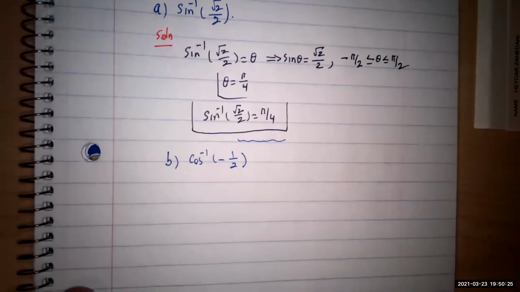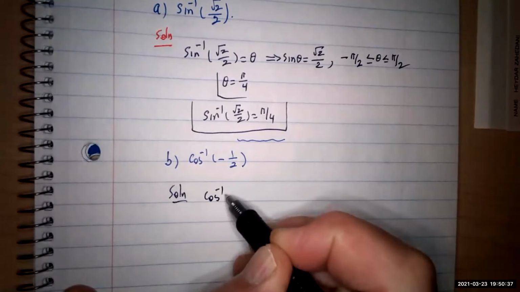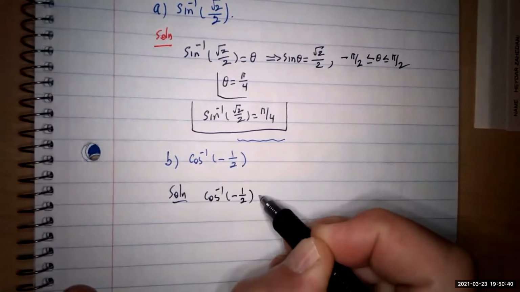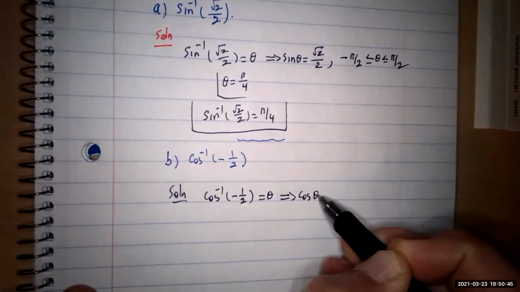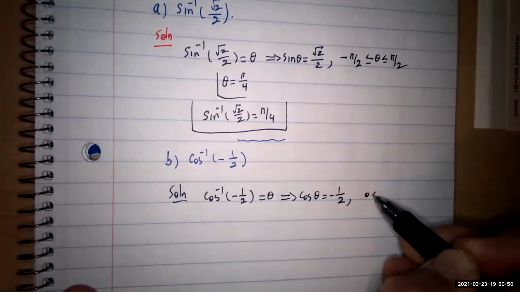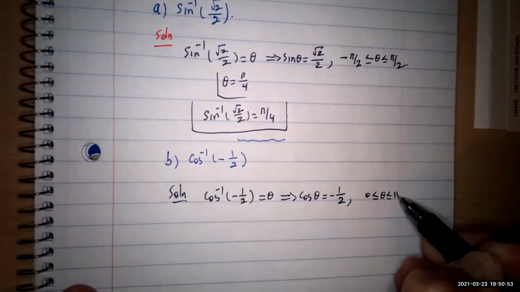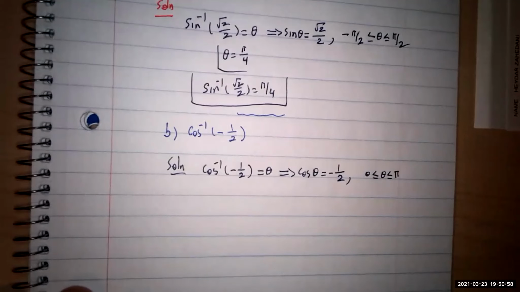We want to find an angle whose cosine is negative 1/2. Switch it first. So the solution is cosine inverse of negative 1/2. Call it theta. So the cosine of theta is equal to negative 1/2. Remind yourself that you must be in the first or the second quadrant. Cosine is negative, so it's the second quadrant. Use the table to find an angle whose cosine is 1/2.